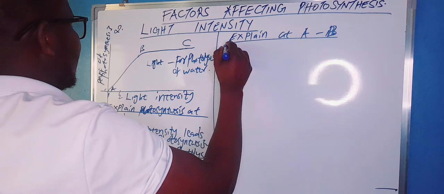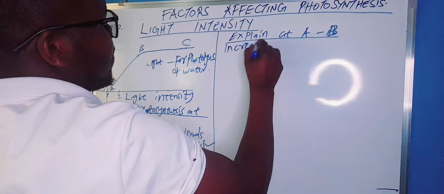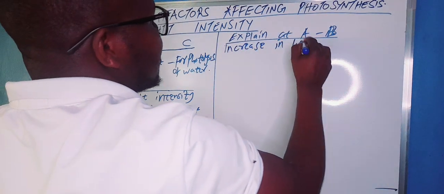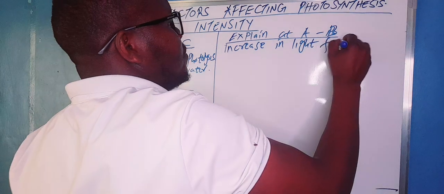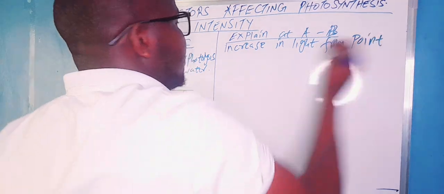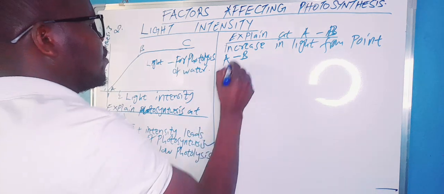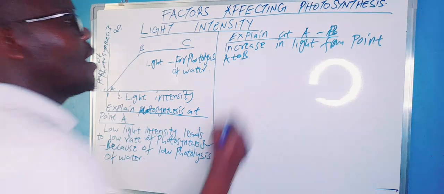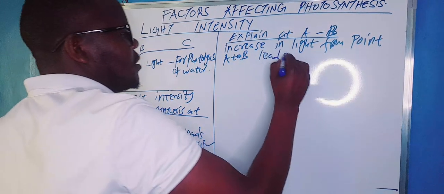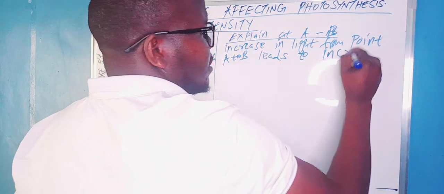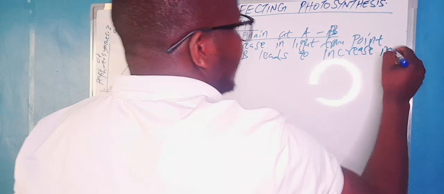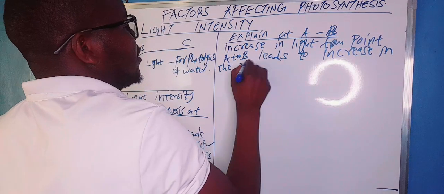So we are speaking about what? Increase in light from point A to B leads to increase in the rate of photosynthesis.